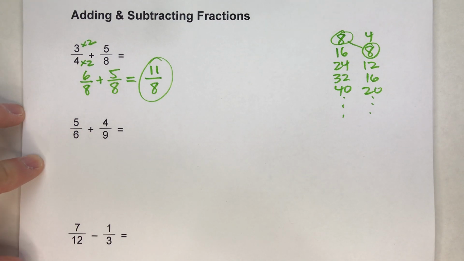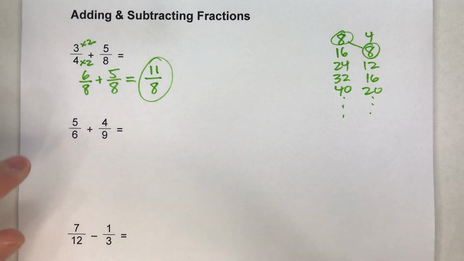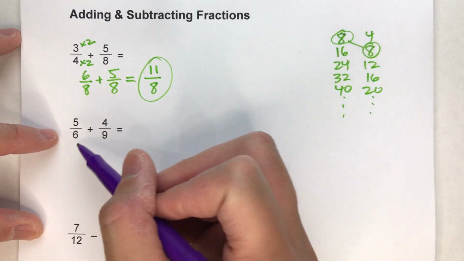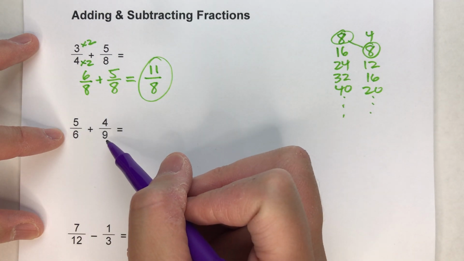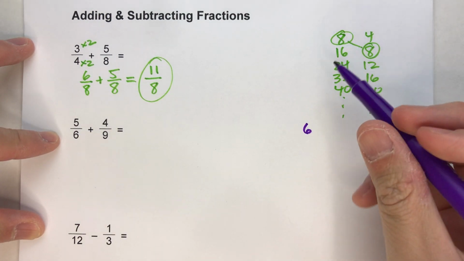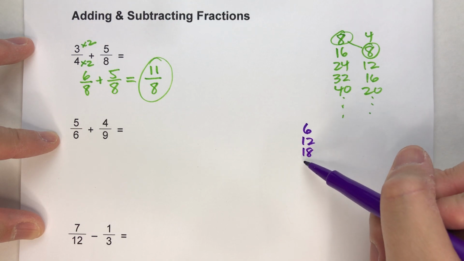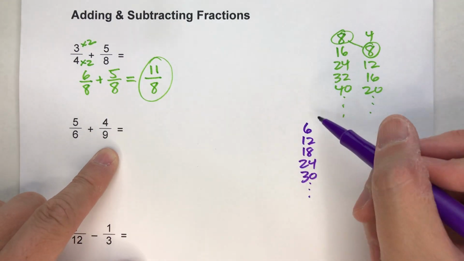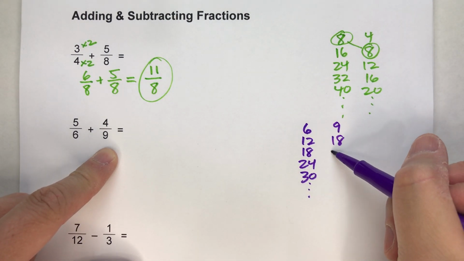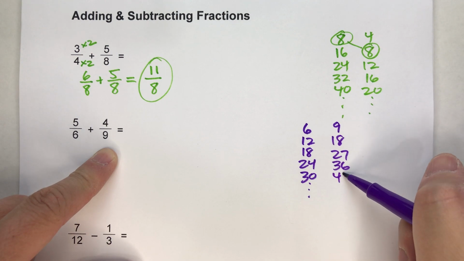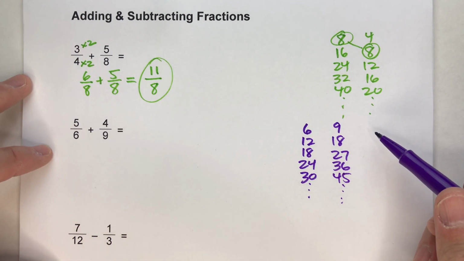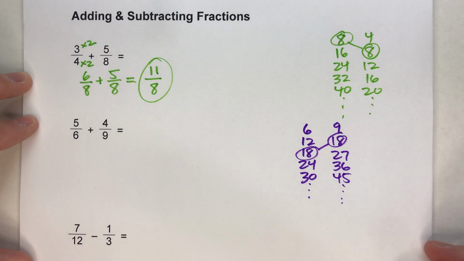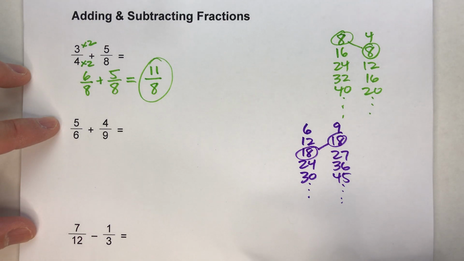Let's do one more that's a little bit trickier. Take a look at this second one. 5 sixths plus 4 ninths. All right, so again, if you have trouble figuring out what the common denominator is, list the multiples. I'll start with 6: 6, 12, 18, 24, 30. It goes on and on. For nines: 9, 18, 27, 36, 45, on and on. Do you see the common denominator? It's right here. 18ths.